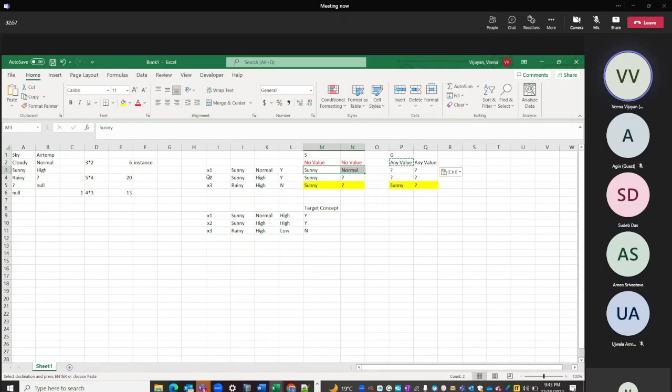Now we consider the second instance. Sunny is repeating, so we don't have to change it here. And when we compare high with normal, it is not matching. So we have two values now, normal and high. To replace that, we have only one value, any value. That's where we are putting the question mark. Again, the same thing we are comparing here. This is also a positive case, right? So any value means it is positive. We are taking both.